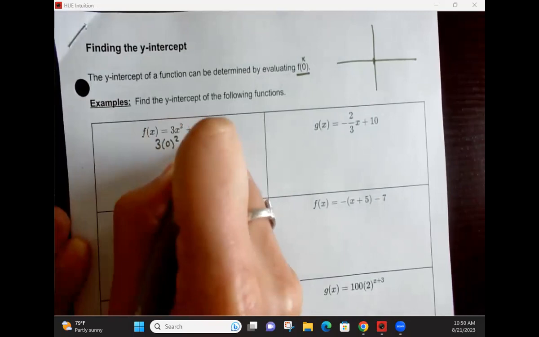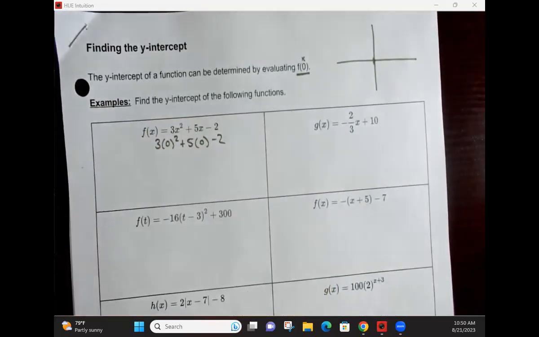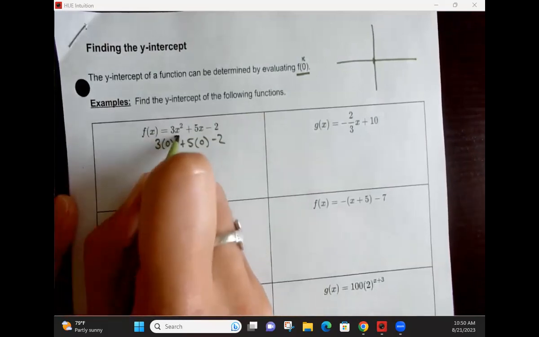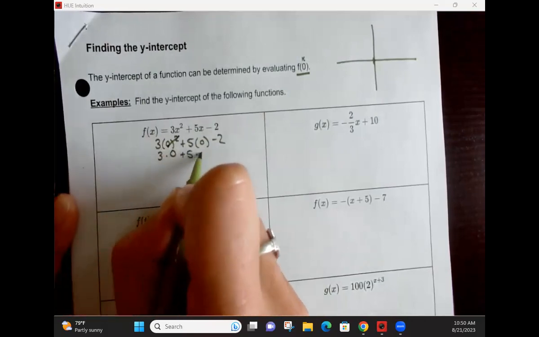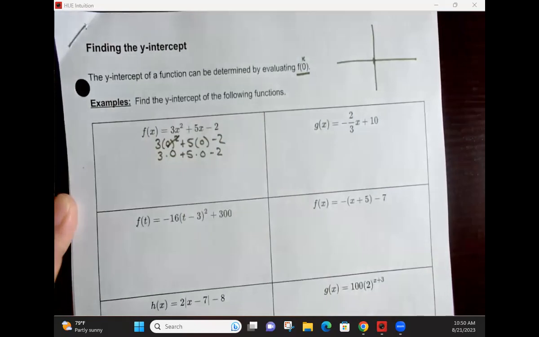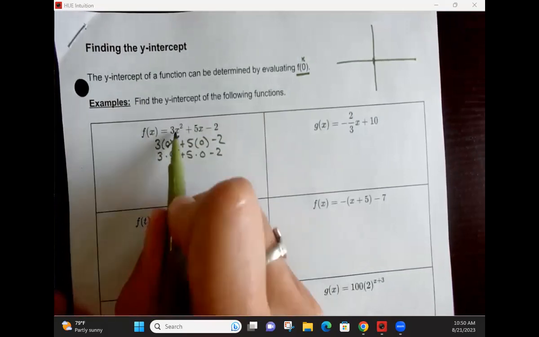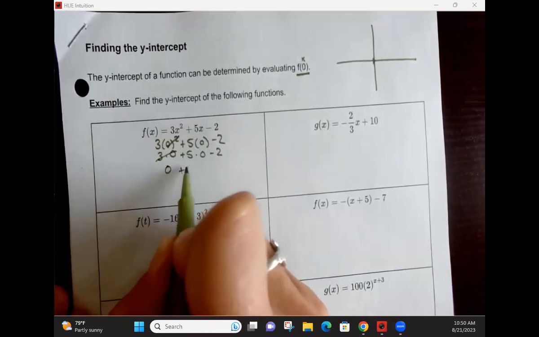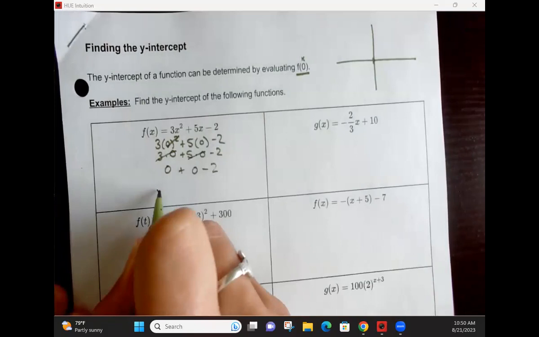Anywhere I see an x. And then as we're evaluating, make sure you follow order of operations. Exponent before we multiply. So this would be 3 times 0 squared plus 5 times 0 minus 2. The nice thing about having a polynomial in standard form, this quadratic function in standard form, is that everything that's got an x is just 0. And my y-intercept is that constant term.